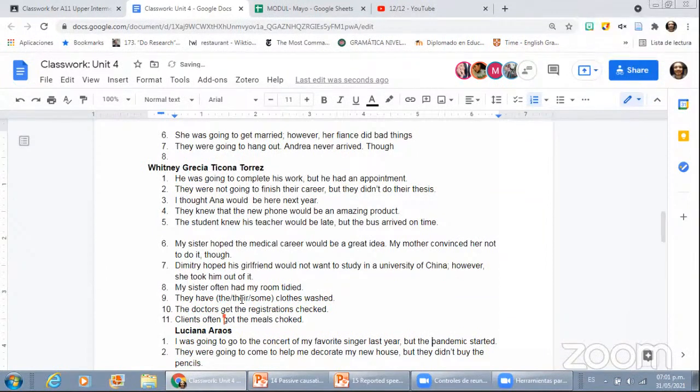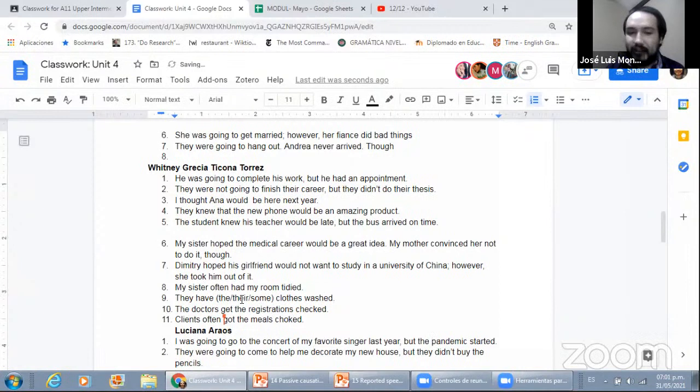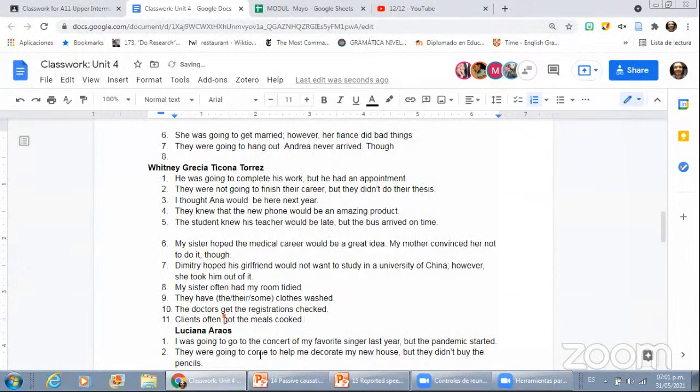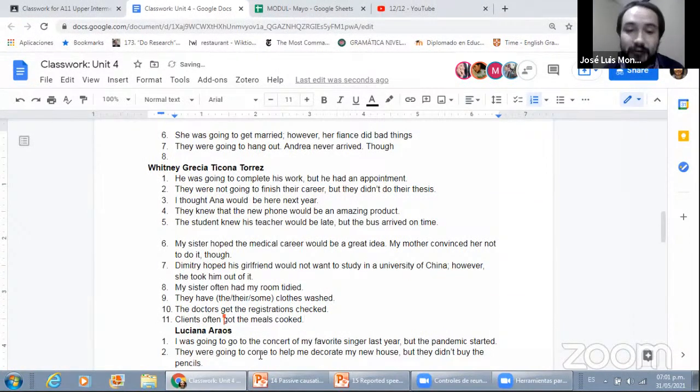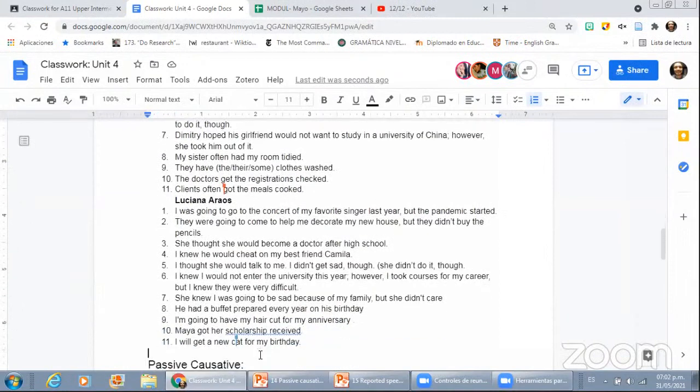Okay, the doctors get the registration checked. Clients often got the meals cooked. Okay, good. So that was free, because the other one is going to be something different, so it has to be like that: cooked. Great. Very good. So doctors get plus object, in this case the registrations, plus checked, past participle. Got the object meals plus cooked, past participle. Okay, very good. Do you have any questions about how to use get as passive causative with me? Let me know, please, if you do. No, teacher. Okay, thank you very much.